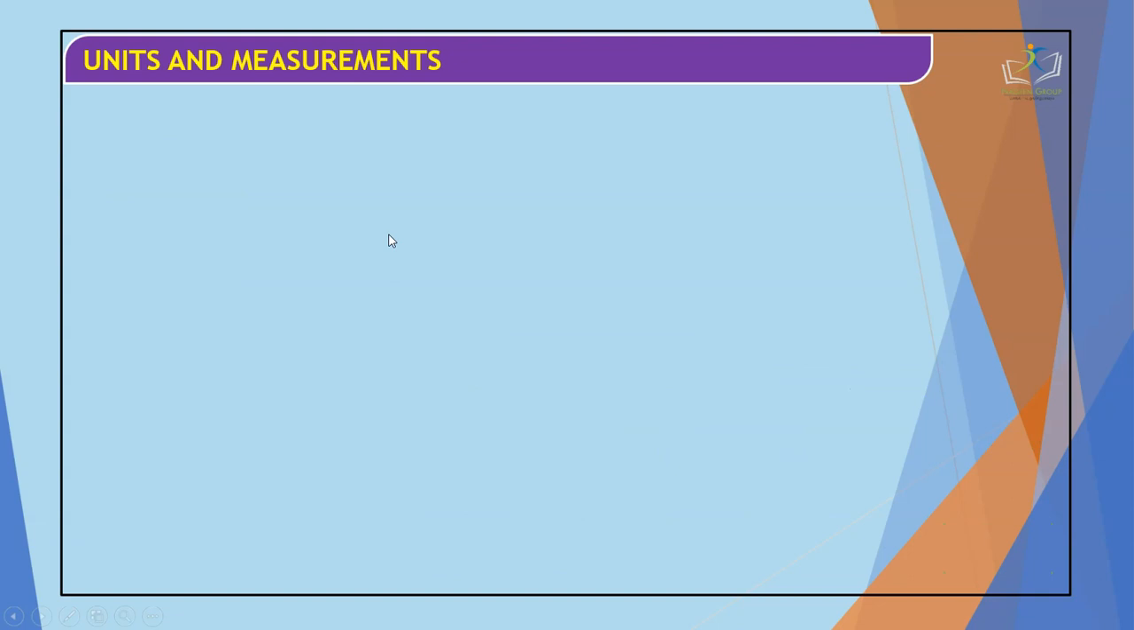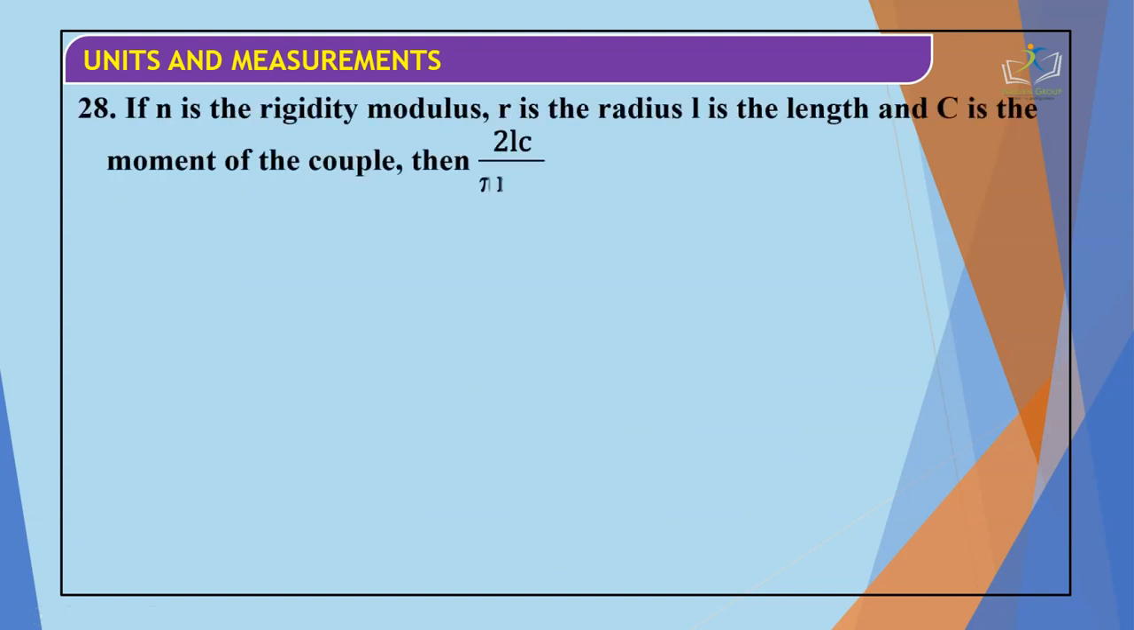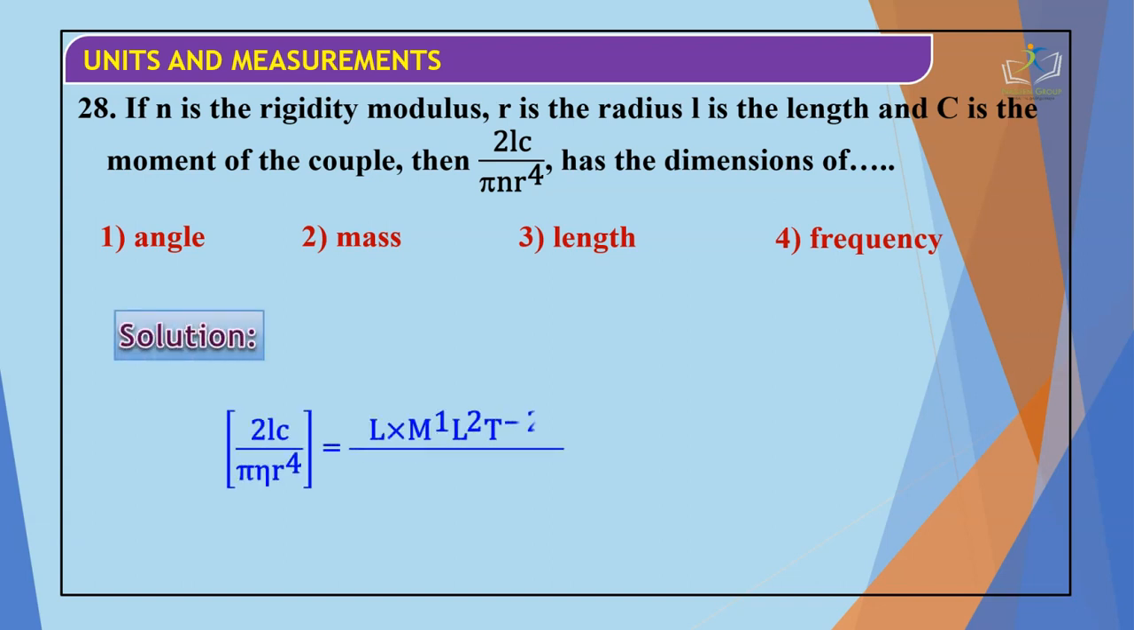Next question which we have: if eta is the rigidity modulus, r is the radius and l is the length, C is the moment of couple, then 2LC by pi eta r to the power 4 has the dimensions of angle, mass, length, or a frequency. Let's take the solution part. 2LC by pi eta r to the power 4.